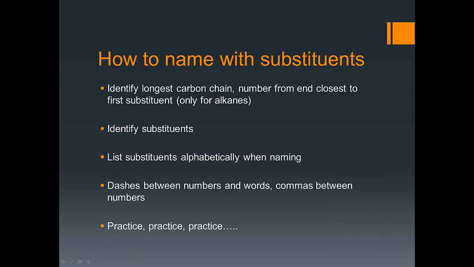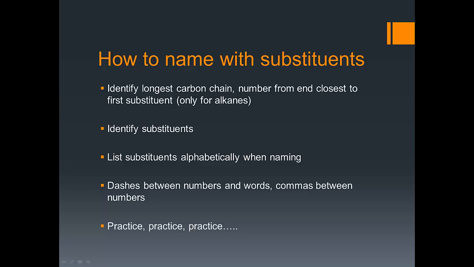So how do we name using substituents? Well, we identify the longest carbon chain, then we number from the end closest to the first substituent. Now this is only for alkanes. In other cases, like alkenes and alkynes, or if there's another functional group present, something like an aldehyde, a carboxylic acid or a ketone, you actually number from the end closest to that functional group. That changes the name. But in the case of alkanes, we number from the end closest to the first substituent.